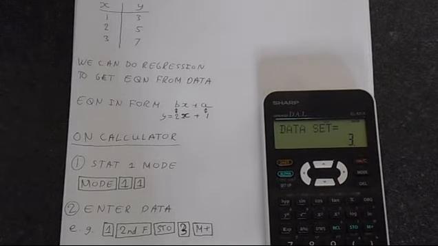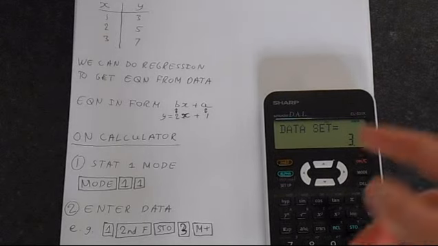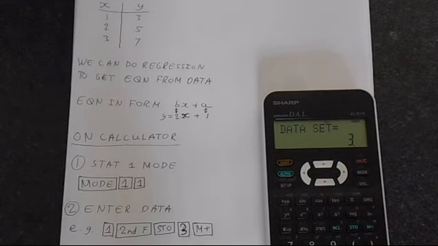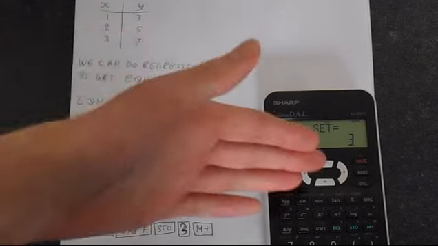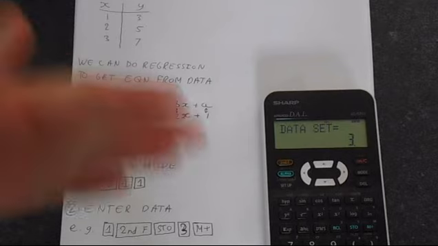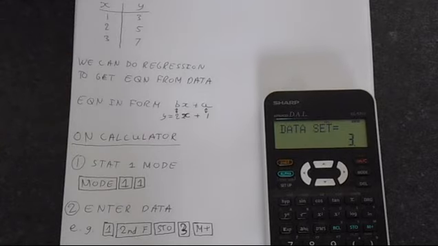Next point is 2, 5, so 2, second function, STO, 5, M plus, and then 3, second function, STO, 7, M plus. You'll notice this dataset counter counts each bit of data that we've put in and is a very helpful check with large sets of data. Notice we've got 3 rows here, so we've got 3 in our data set. So you can just check that those match up.